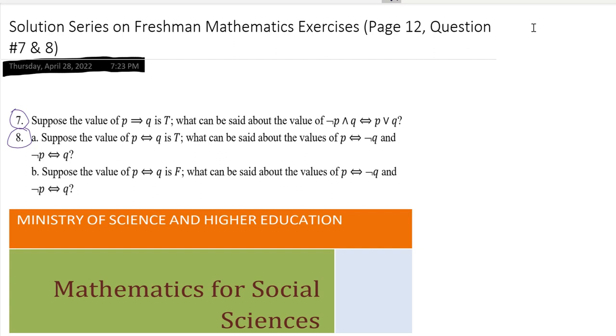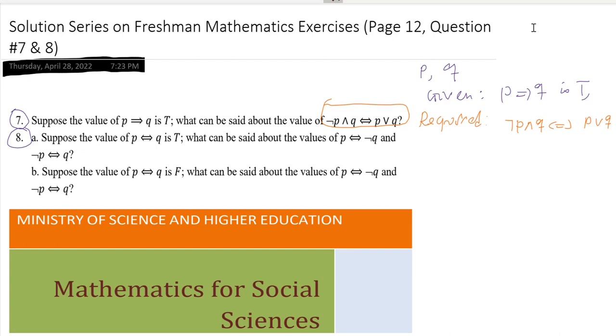I will be demonstrating the solutions of question number 8 and 7 from the freshman mathematics module, which is given as an exercise on page 12. So the first question, number 7: we have two propositions P and Q. The given information is that it is known P implies Q is true. The question is to determine the truth value of the proposition, the negation of P and Q by implies P or Q. That means you have to check whether this whole compound proposition is either true or false.